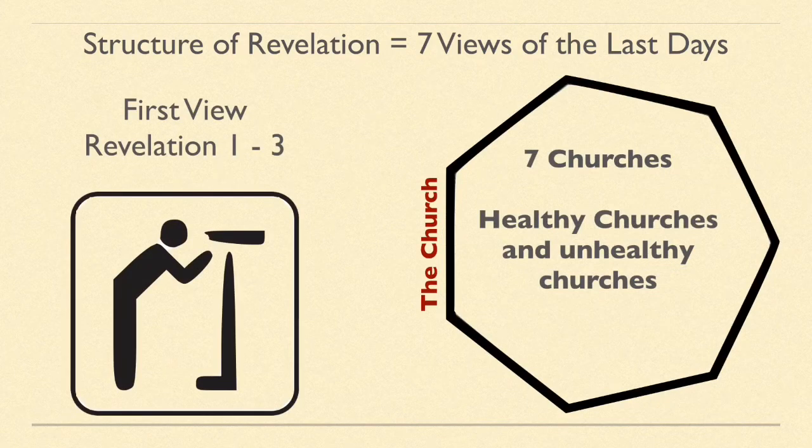The first view of the last days is given to us in chapters 1 through 3. It focuses our attention on the church. There are going to be healthy churches and unhealthy, heretical churches, and churches somewhere in between healthy and unhealthy throughout the whole of the last days.